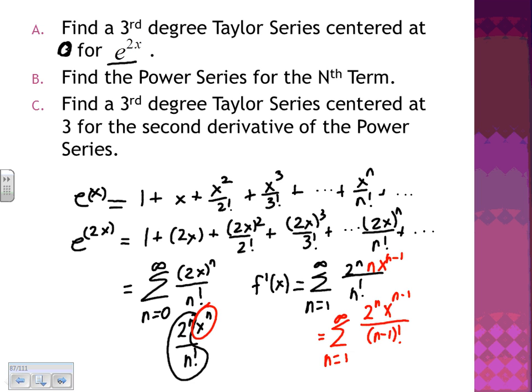So you're going to do a lot with this manipulation. It's getting to know e to the x, sine x, cosine of x, arctan of x, ln of x. Those are the basic four, okay, that you really, really need to know.